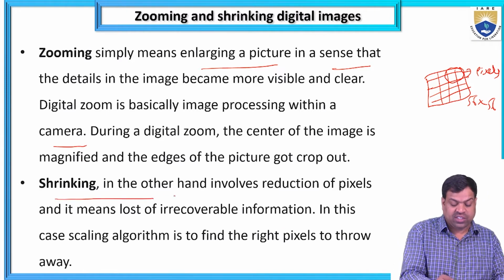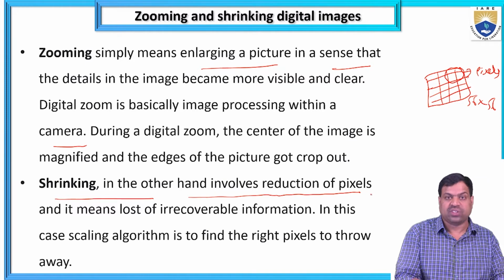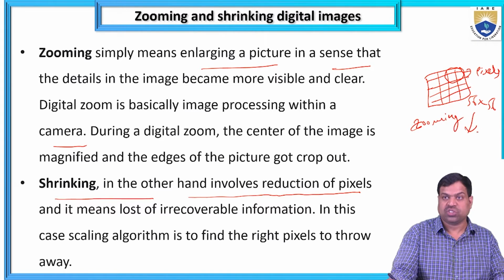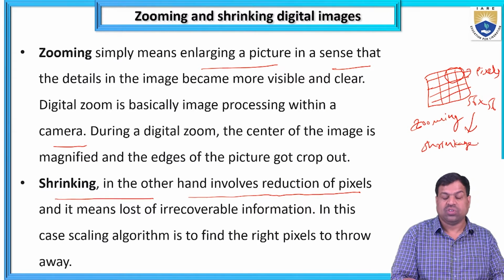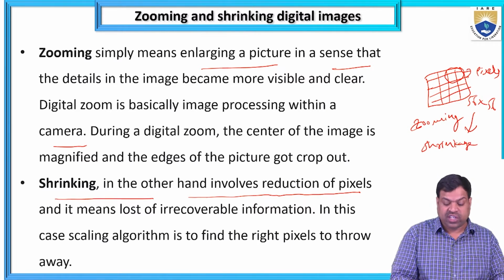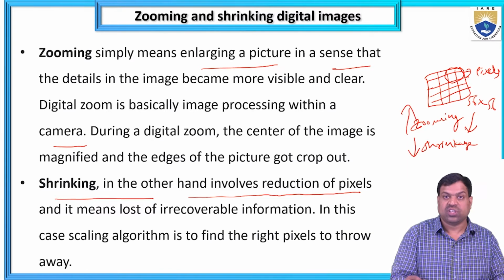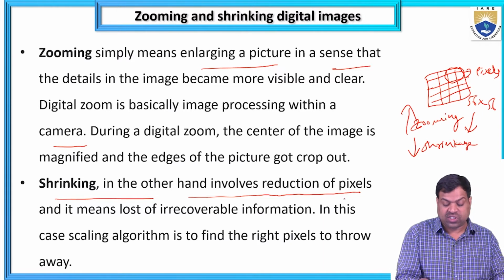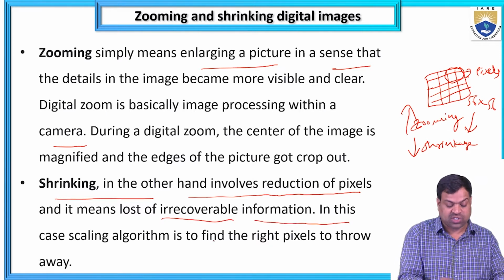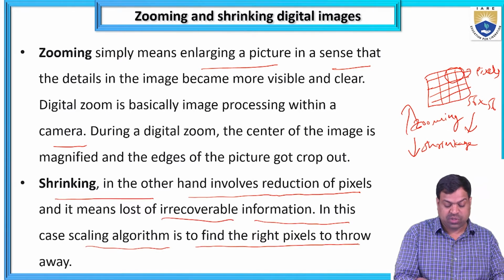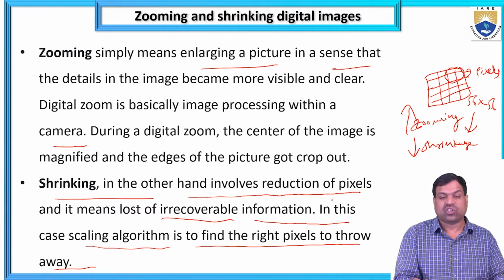Another one is shrinkage. Shrinking, on the other hand, involves reduction of pixels. It is exactly opposite to zooming. Zooming means enlarging, and shrinkage means we are reducing the pixels. Here we are increasing the pixels, and here we are reducing the pixels. It means loss of information, and scaling algorithms are used to find the right pixels of the array. So it is a reduction of pixel size.